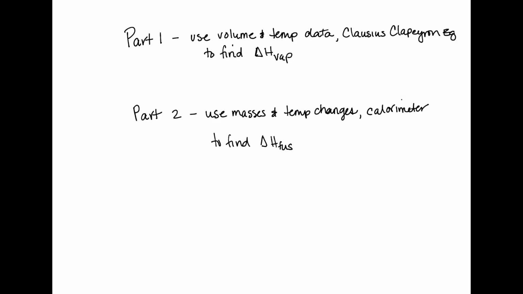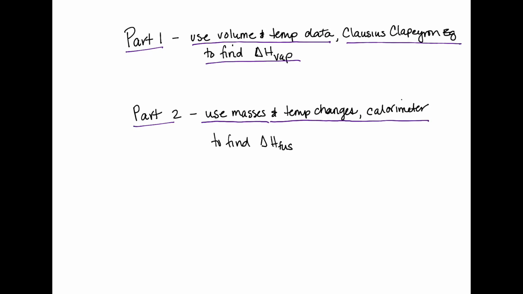So overall, in this lab, for part 1, we're going to use volume and temperature data in the Clausius-Clapeyron equation to find the delta H of vaporization of water. And then in part 2, we're going to measure some masses and measure some temperature changes in a calorimeter, and we're going to use those to find the delta H of fusion of water.